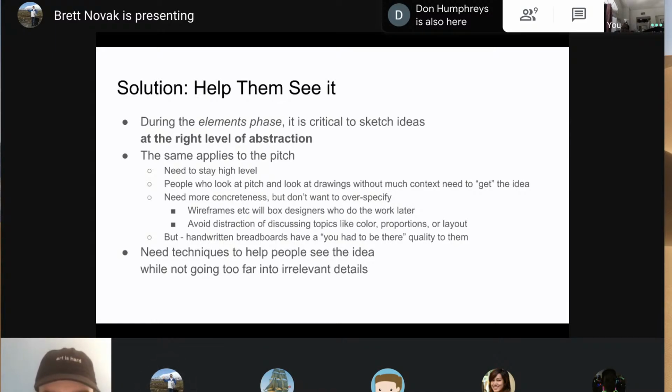And wireframes also can cause distraction of discussing stuff like color, proportions, and layout. So you really have to find this right level to avoid these two extremes. But the problem with handwritten breadboards is they have a "you had to be there" quality. Unless you were there while the breadboards were being created, they just kind of look like a bunch of mess. So you have to find the right level. So we need techniques to help people see the idea while not going too far into irrelevant details.